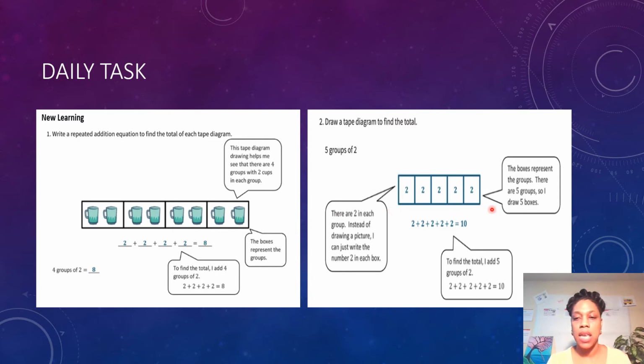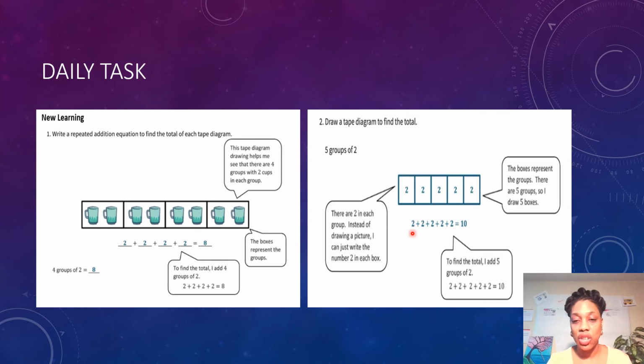So, let's see here. Each box, as we can see, represents a group. I have 1, 2, 3, 4, 5 groups, and inside each group are 2. I'm using numbers: 2 here, 2 here, 2 here, 2 here, 2 here. Do I see something repeating itself? Yes, it's the number 2 again.